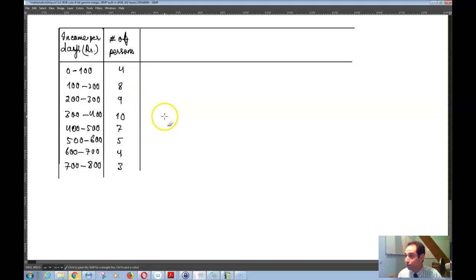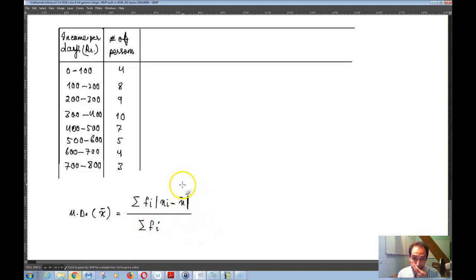You want to find the mean deviation about the mean. The mean deviation about the mean, x bar, is equal to sigma f of i times the absolute value of x of i minus x bar, over sigma f of i. So that means I have to find the mean of the data first.